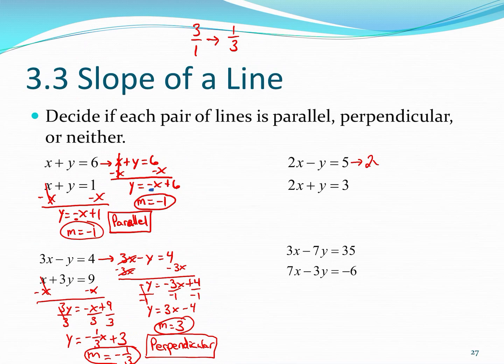Okay. So on the first one, if we take this equation, 2x minus y equals 5, and we solve for y, we're going to subtract 2x. We're going to get negative y is equal to negative 2x plus 5, and we'll divide by negative 1. And we get y is equal to 2x minus 5.